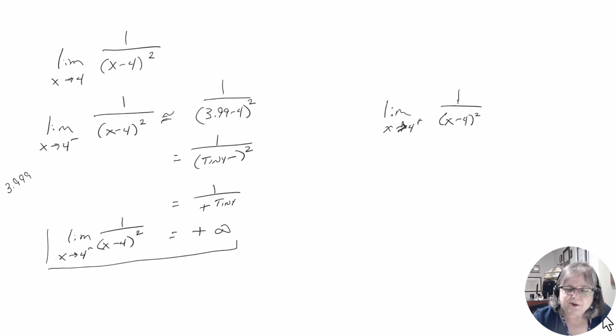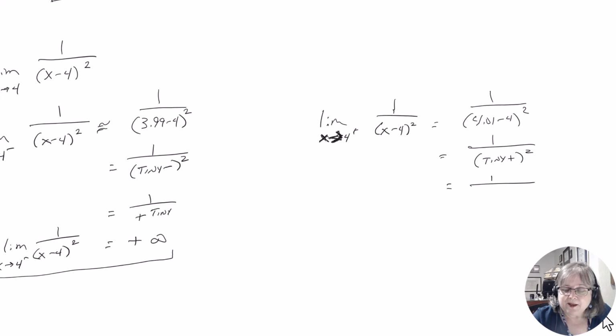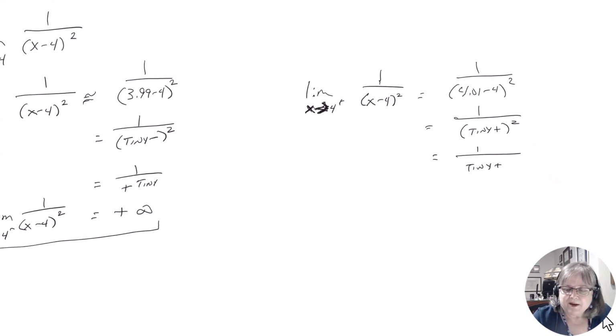And I want a number to the right of 4. So I'm going to use 4.01. So this is 1 over a tiny positive squared. So it's an even tinier positive, or a wee little tiny positive. So it's positive infinity.